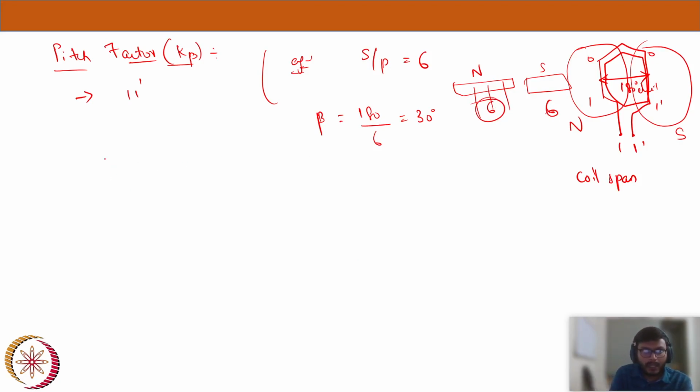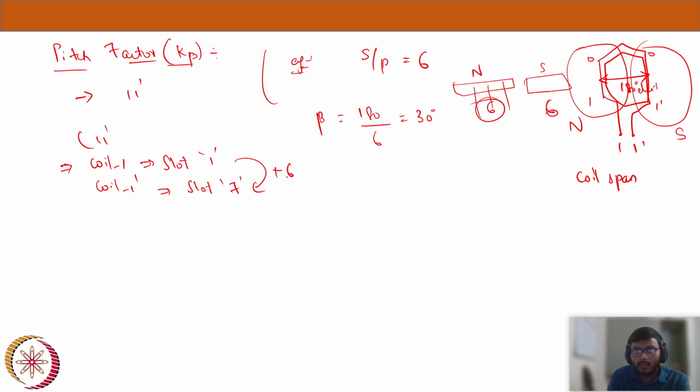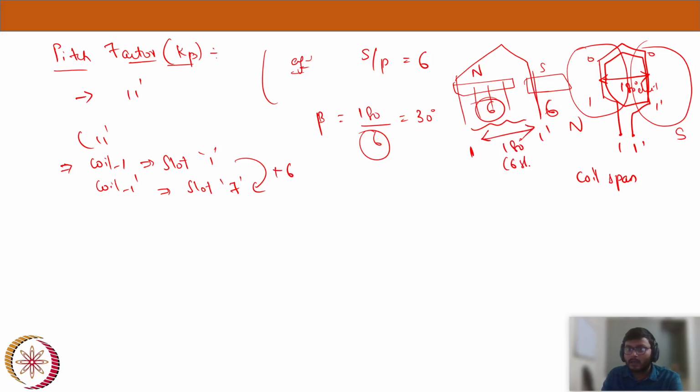Now, when I place coil 1 in slot 1, I will place coil 1 dash in slot 7. Because from 1 to 7 there are 6 slots, I have covered the entire pole. After 6 slots, I will place my 1 dash here. That's how I'm covering 180 degrees electrical and 6 slots.